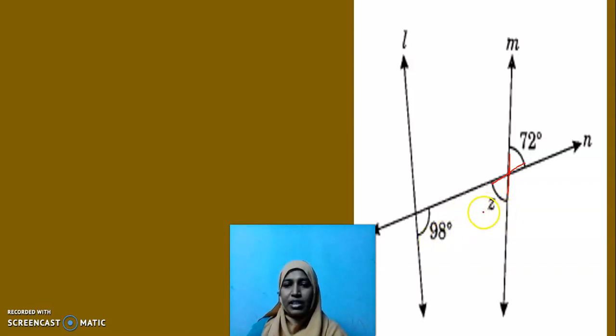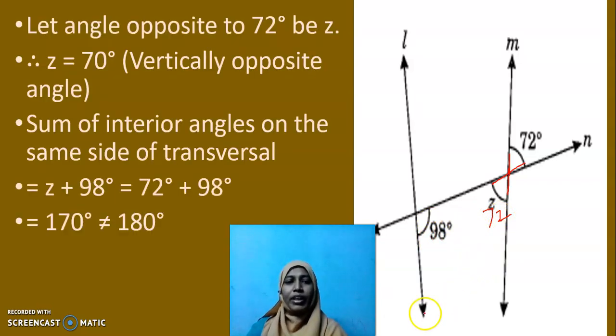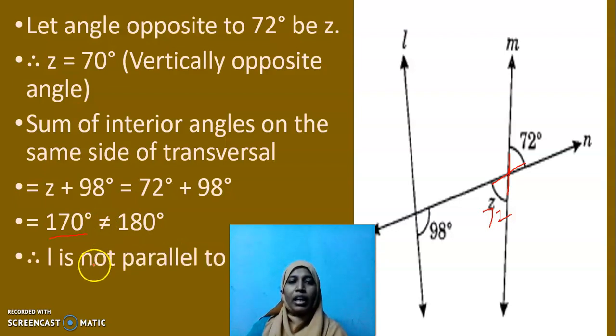Now add this 72 and 98. What do you get? Do you get 180? No, we get only 170. It is not equal to 180. So, L is not parallel to M. Is it clear, my dear children?